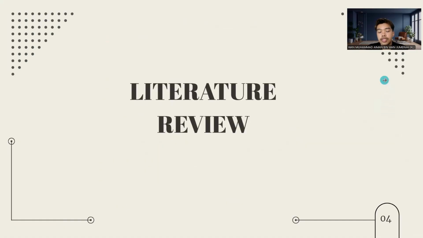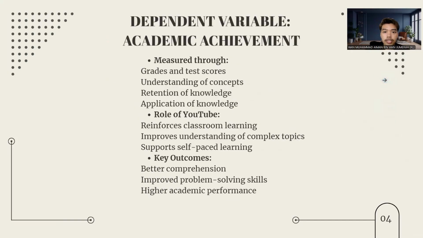So next, we move to the literature review. The first one is about the dependent variable, which is DV, academic achievement. Academic achievement refers to students' learning outcomes such as grades, understanding, and ability to apply knowledge. In this study, academic achievement is measured not only through scores but also through how well students understand and retain information from YouTube learning. YouTube helps students by providing tutorials, lectures, and explanations that support classroom learning. It allows students to learn at their own pace and revisit difficult topics.